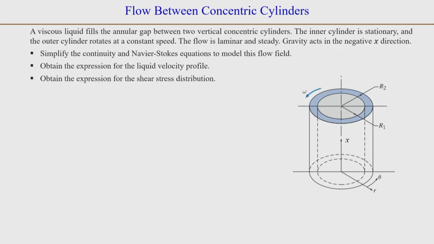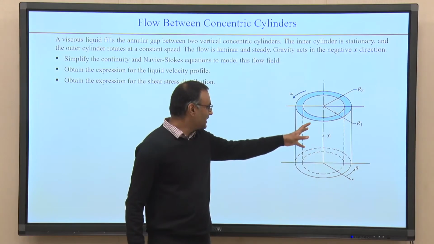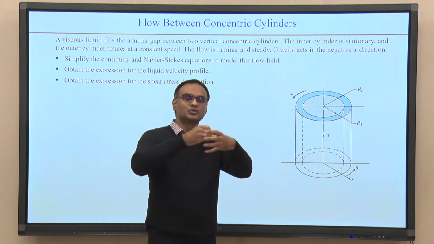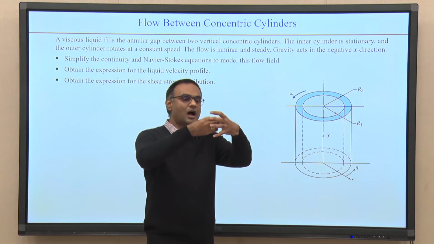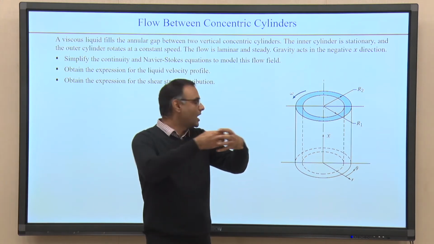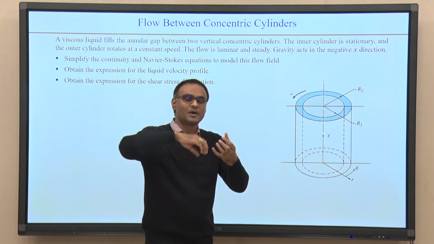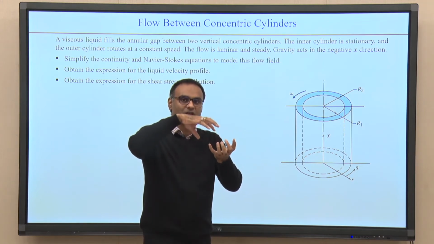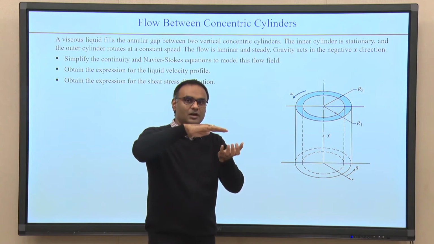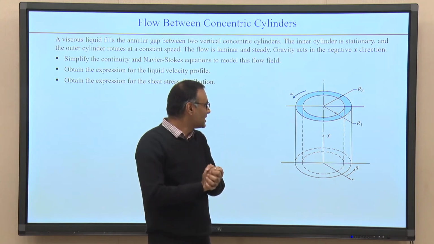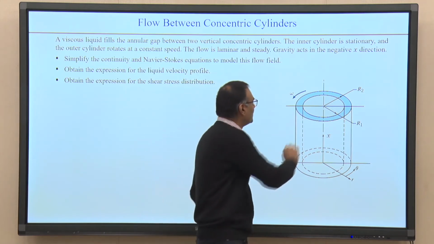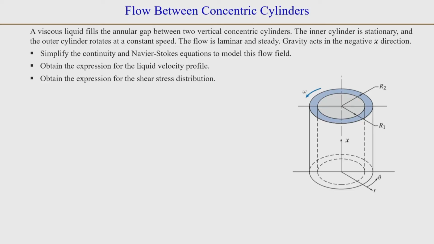Now, when we look at concentric cylinders, that means the two cylinders have the same axis, and if you look from the top you will see the cross section as two concentric circles. The liquid is filled between the two cylinders, as you can see by the blue color here.